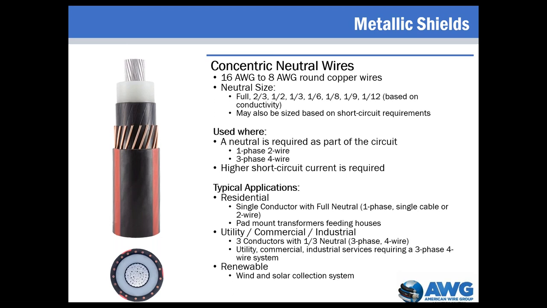For three-phase, four-wire applications, one-third concentric neutral for each cable is used altogether, resulting in a full system neutral. Likewise, three-phase, four-wire reduced neutral configurations are also possible. Typical applications include residential pad mount transformers, as well as utility, commercial, and industrial distribution and services. Concentric neutral cables are also widely used in renewable generation applications, wind and solar farms that is, where the concentric neutral is sized based on the fault current carrying capabilities.